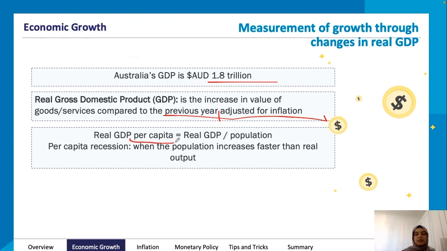means per head, so per person. So how do we do that? We just get the real GDP and divide it by however much the population is. A per capita recession is when the population increases faster than real output. Okay.